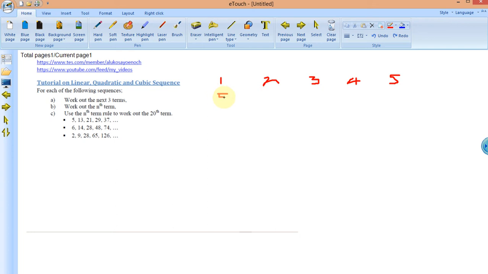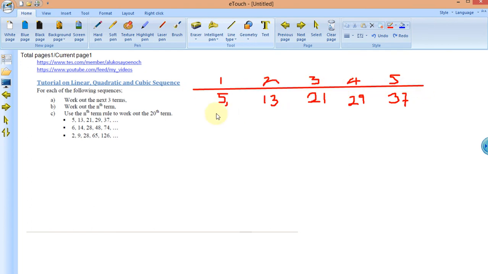So 5, that is the sequence now. 5 is the first term. 13 is the second term. 21 is the third term. 29 is the fourth term, and 37 is the fifth term. Guys, because of the next two questions, I'm going to use table method. So let me just put this in a table so that at least you will be used to this.